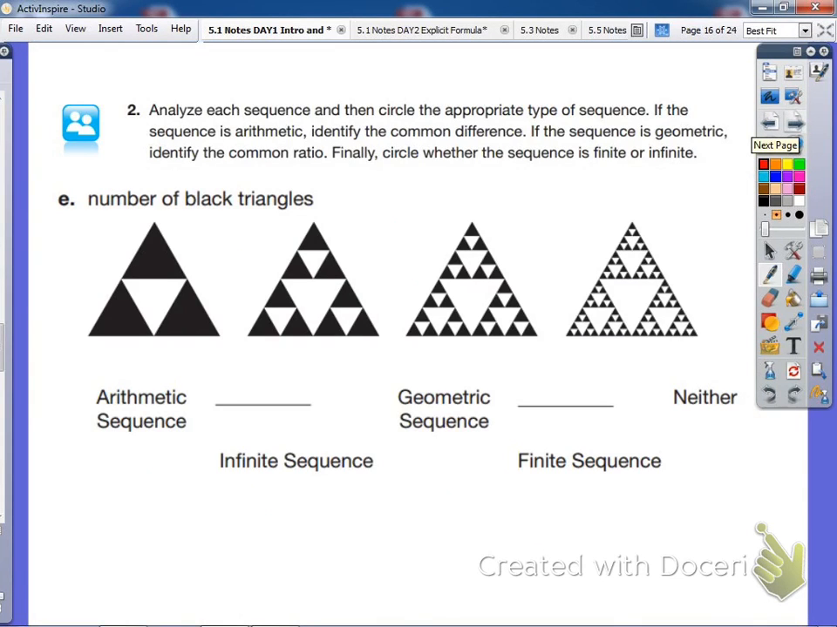Okay, so why do you say finite? Because it's finite. It's infinite or it's finite.